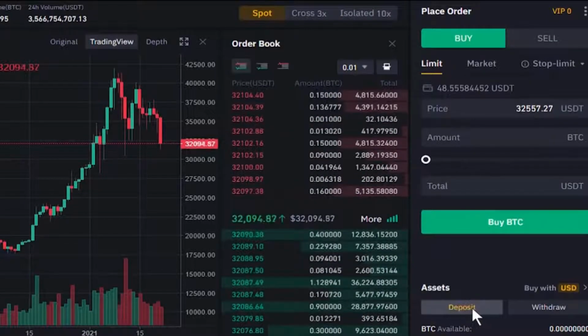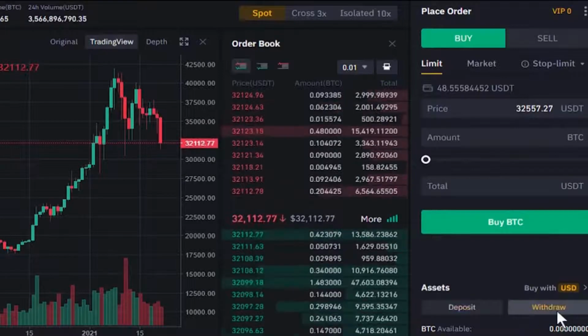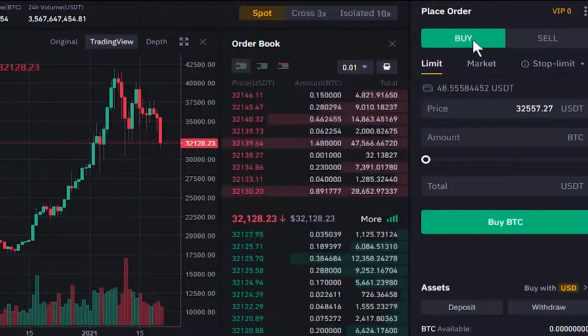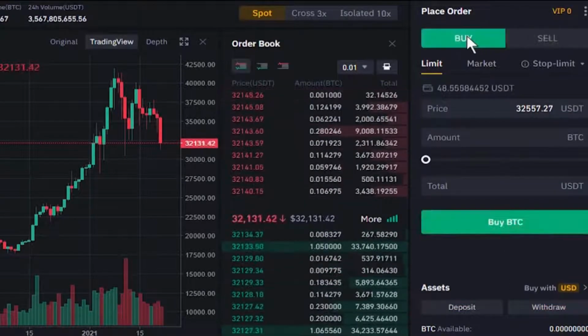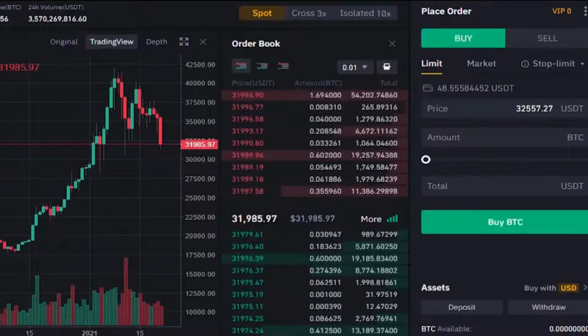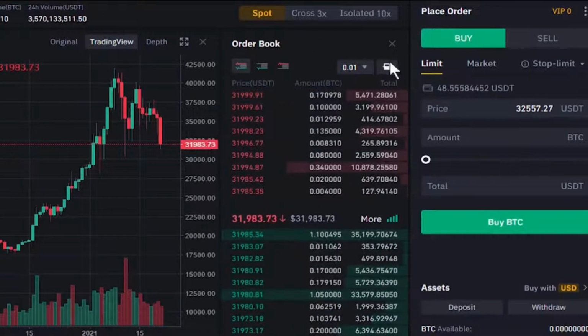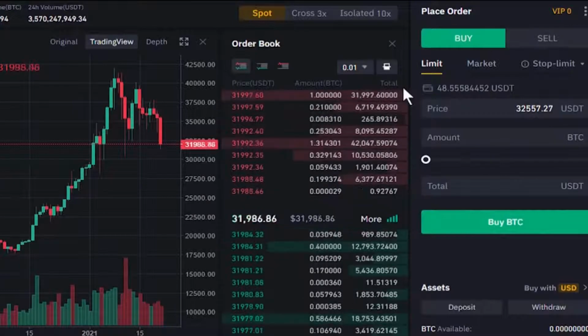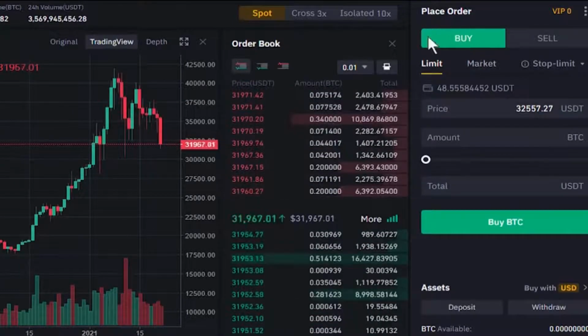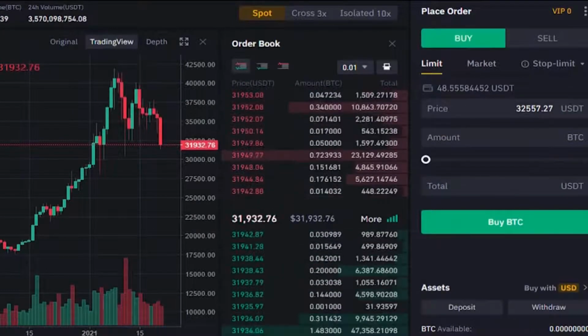And here you can deposit or withdraw from your account. Here at the top we have 2 tabs, buy and sell. The pair that we have selected is Bitcoin to Tether, which actually means we buy or sell Bitcoin in exchange of Tether. So to buy Bitcoin, you must have Tether available.